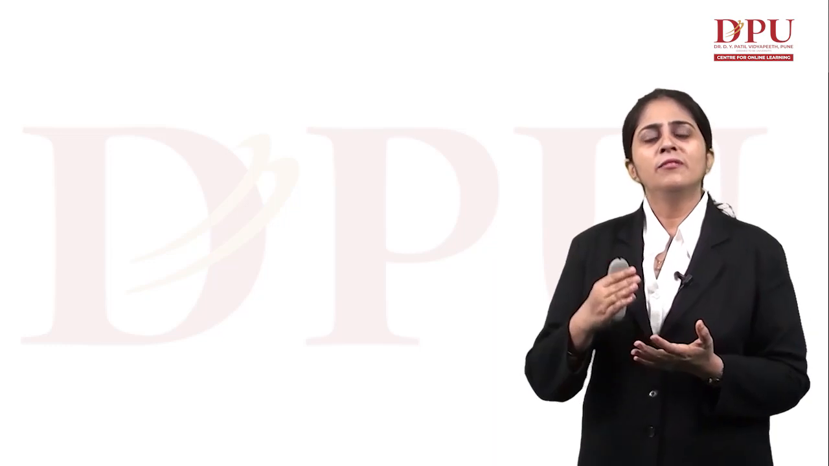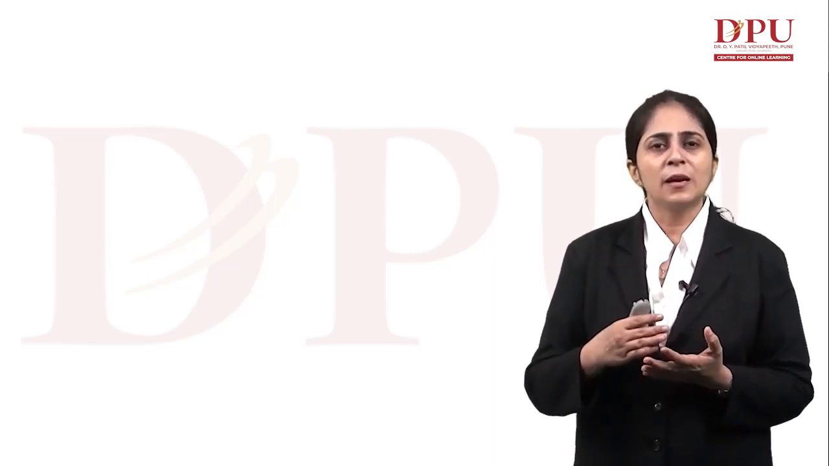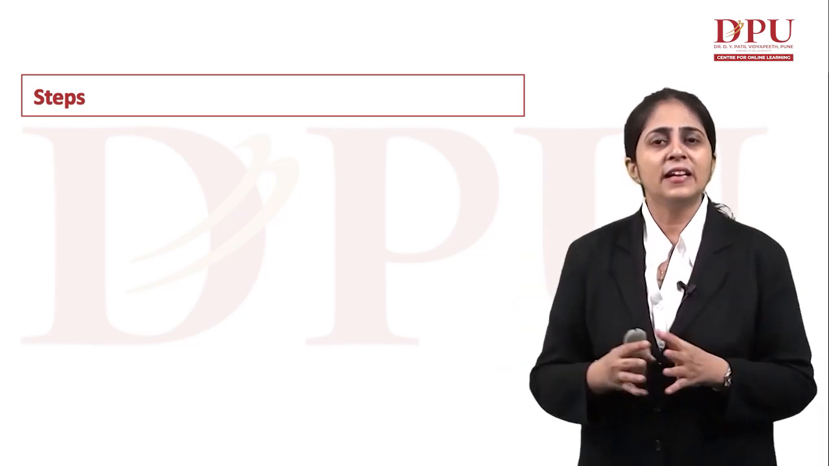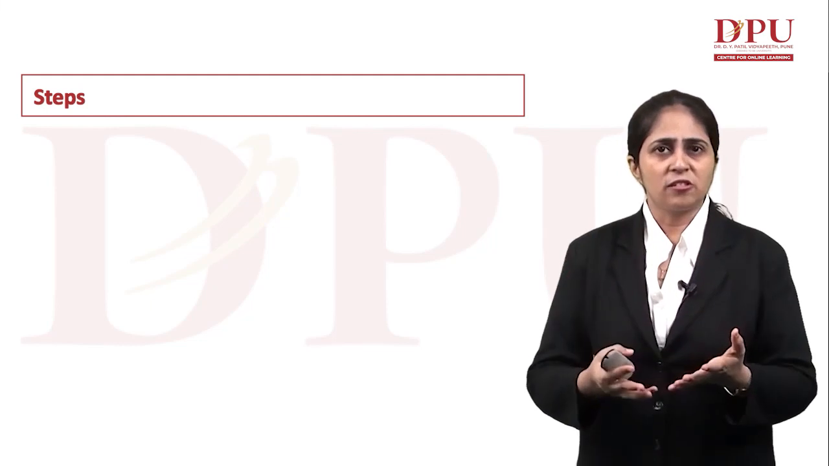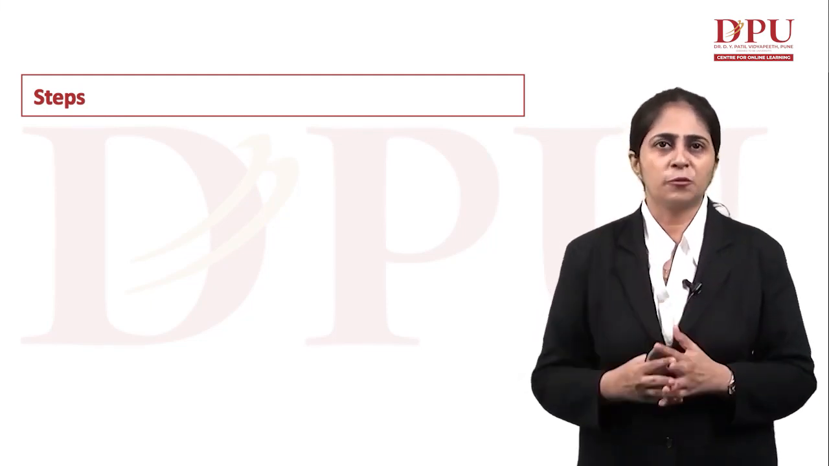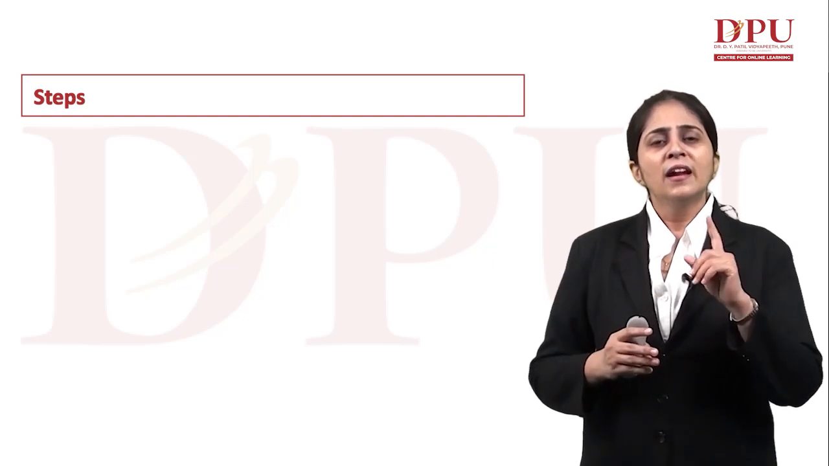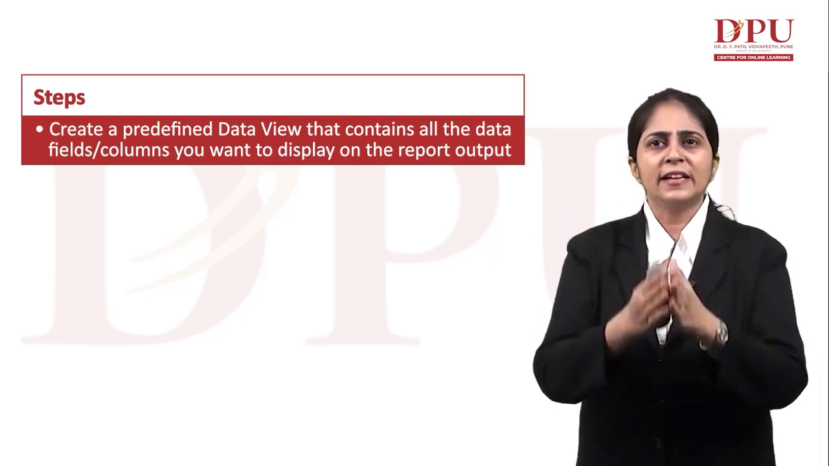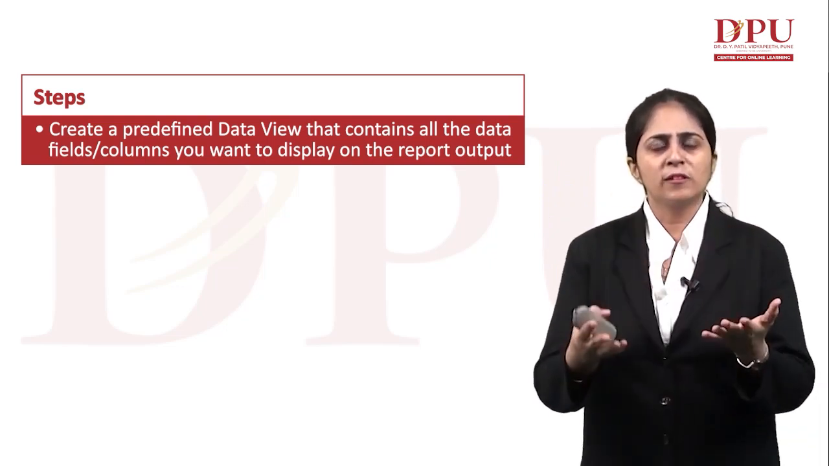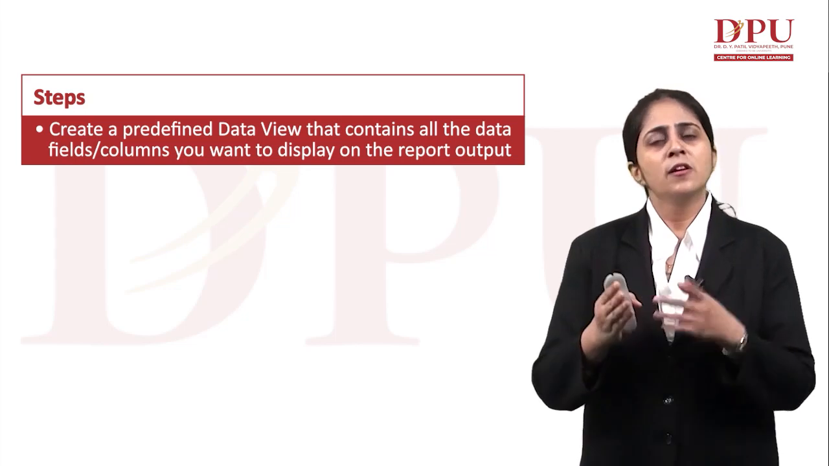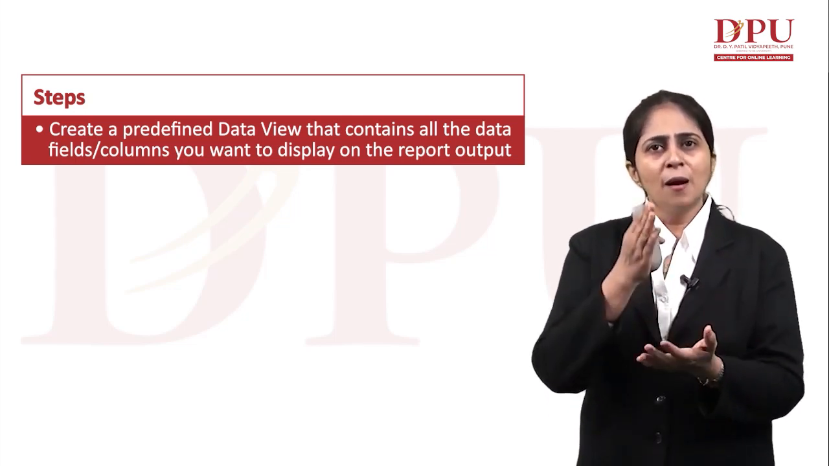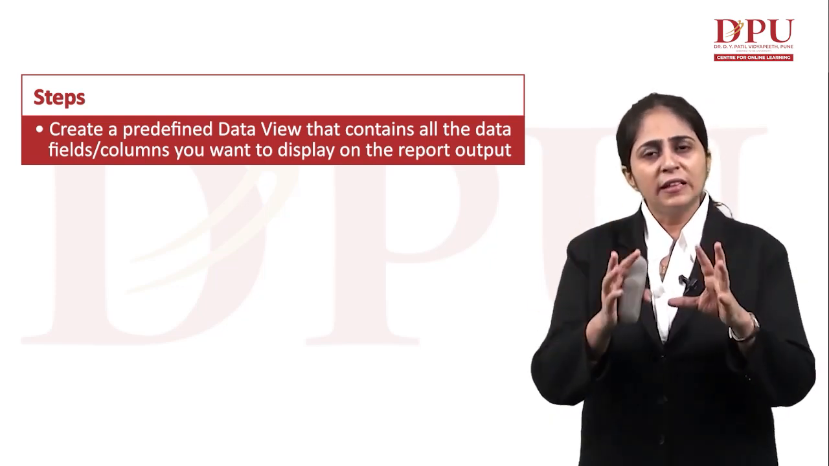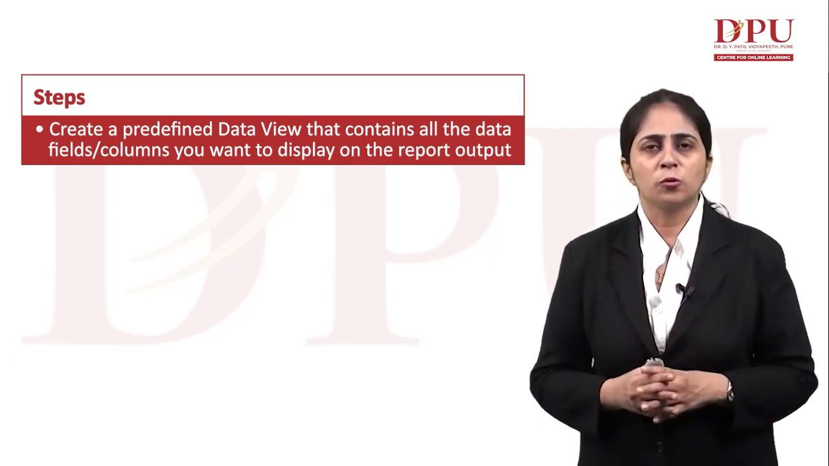Now, here we are going to talk about the various steps of the data view, if we want to create a data view for our application. How can we do this? There are a few steps for that. The very first step is to create a predefined data view which contains all the data fields or columns that you want to display on the report output. A predefined data view which will contain the data fields and columns that you want to see.